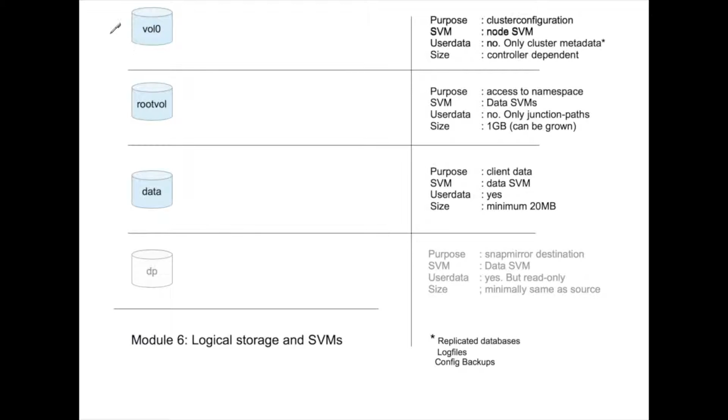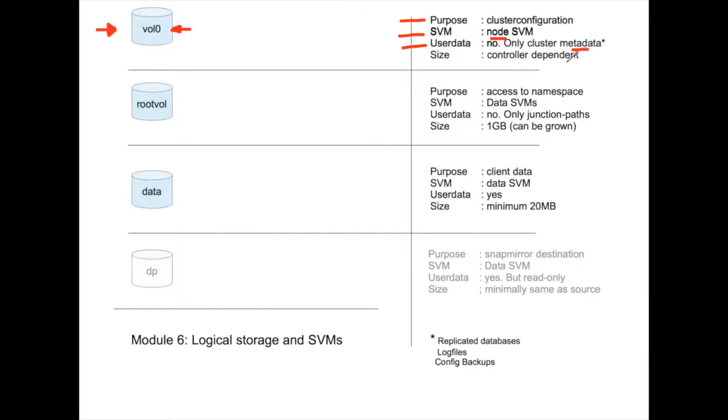First of all, let's have a look at the different types of volumes that we have. To start with, we have vol 0. Every node, as you remember from the overview, has vol 0. And the purpose of that volume is cluster configuration and some other stuff. Also, your SVM that holds vol 0 is the node SVM. So every node has its own SVM, and that SVM has only got one volume, which is never a data volume, and that's vol 0. That does not contain any user data, only cluster metadata.